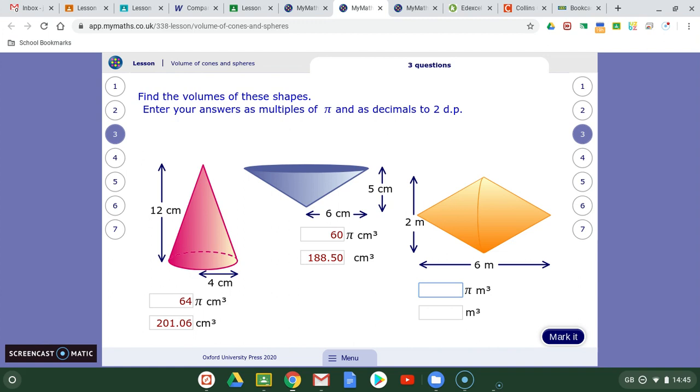Let's see if this works. If it doesn't, then we can just go back and times it by 2. So 1/3 times by 1 squared times by 6 would just give you 2 pi. Well, let's see if that works. And 6.28. Let's see if that works. Oh, it does. Perfect. Good.